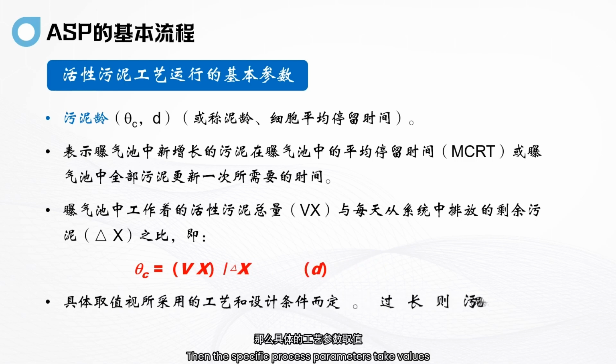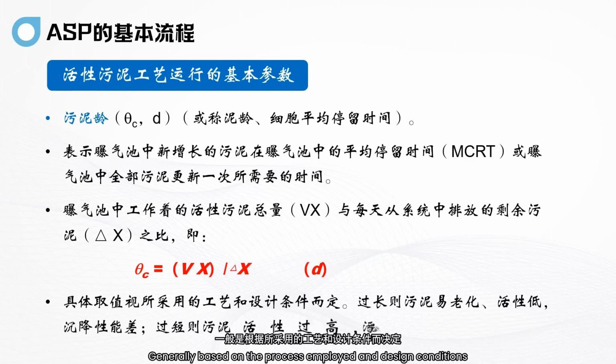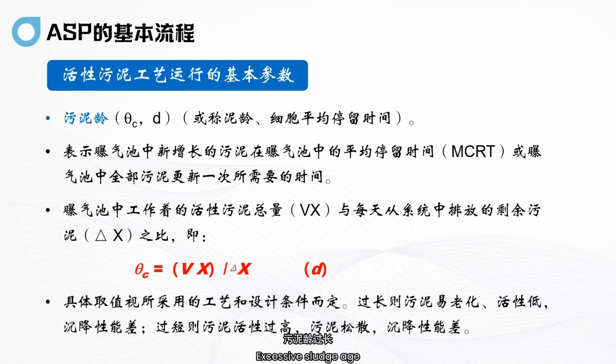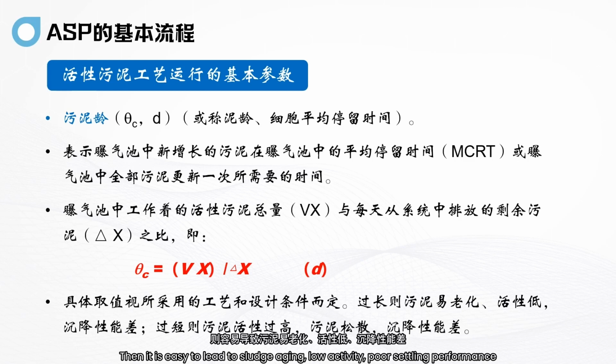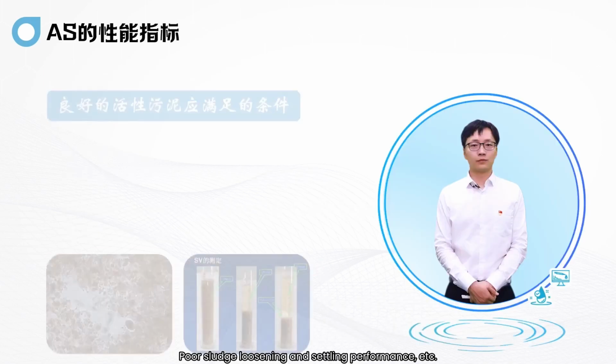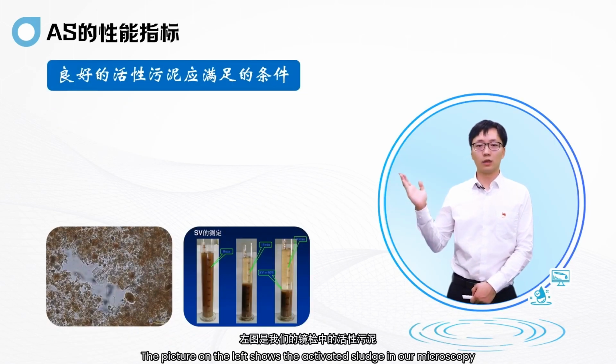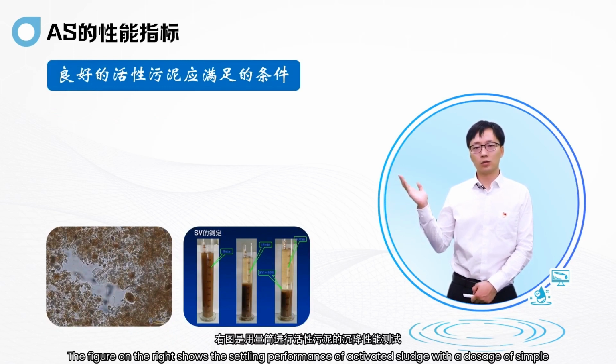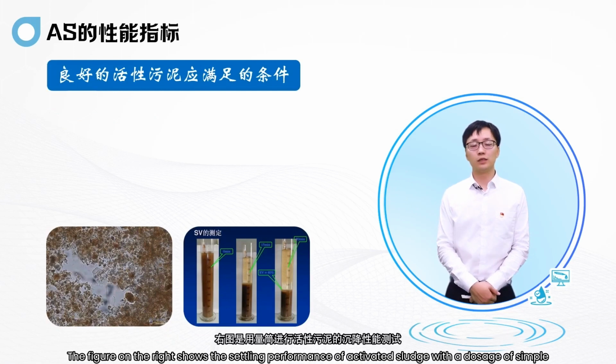The specific process parameter values are generally based on the process employed and design conditions. Excessive sludge age easily leads to sludge aging, low activity, and poor settling performance. If it is too short, it tends to lead to too much sludge activity and poor, loose sludge with poor settling performance. As shown, the picture on the left shows the activated sludge under the microscope. The figure on the right shows the settling performance of activated sludge.